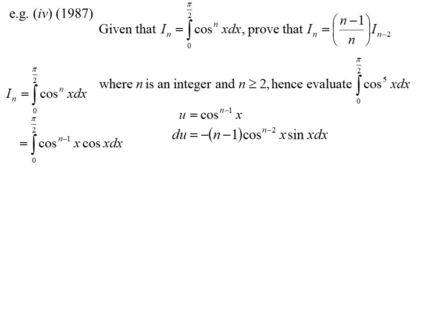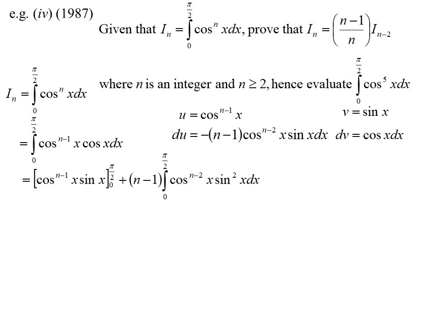When I differentiate it, there's cos to the n minus 2, and I know this is going to be involved in my answer. dv is cos x, integrate, I get sin x. Okay, let's see what it looks like. uv plus n minus 1 integral of cos n minus 2 sine squared. Now we've got a bit of work to do to get it to this form.